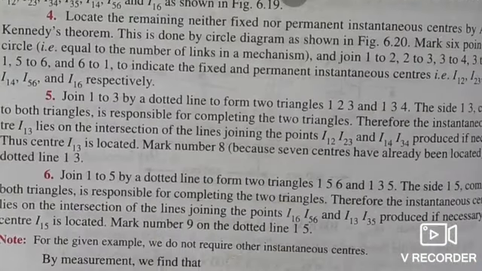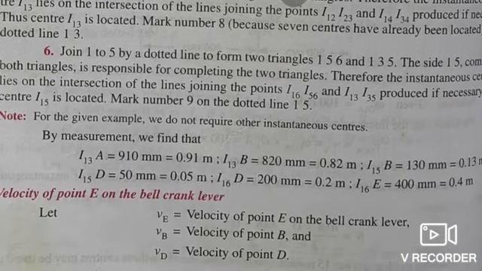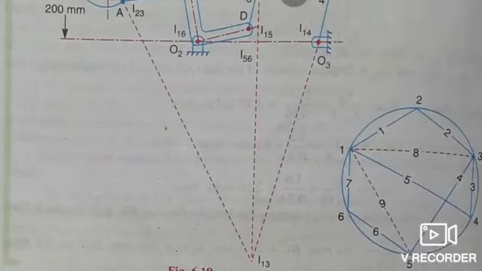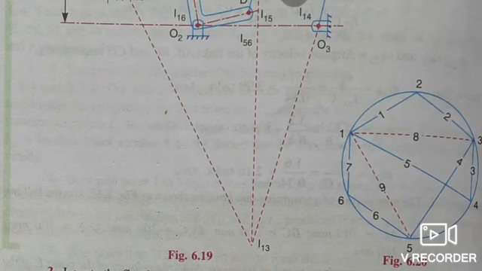We are discussing this at the fifth point. Proceed if necessary. The center I13 is located and marked number 8, because 7 centers have already been located. For the sixth point, join 1 to 5 by a dotted line to form two triangles, 156 and 135. Here two triangles are there.